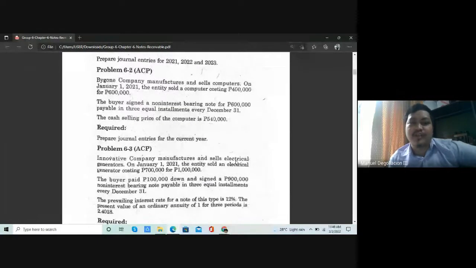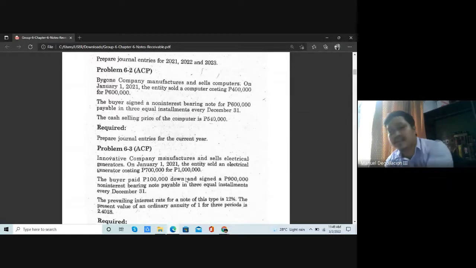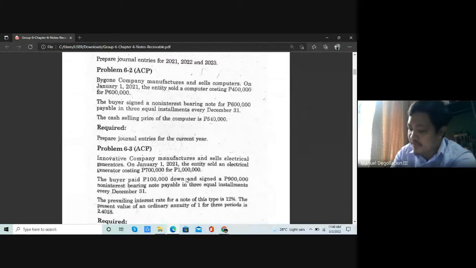How much is your interest income? I hope you're taking this down, class. How much is the interest income for year 1? Your answer would be 30,000. And then, how much would be your interest income for year 2? It's 20,000. How much is your interest income for year 3? It would be 10,000.